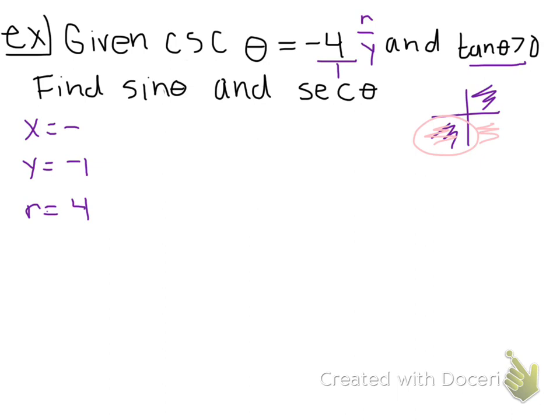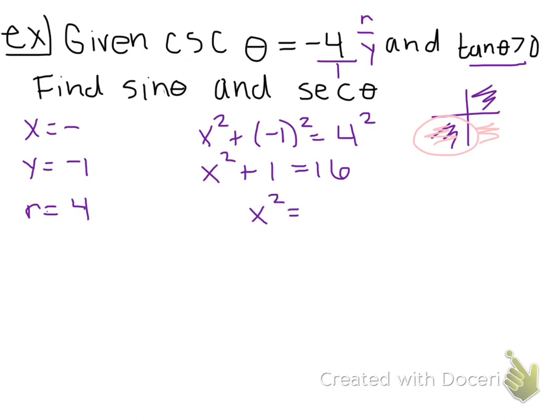Still need to find the x value though. So I have x squared plus -1 squared equals r squared. So I have x squared plus 1 equals 16. Subtract that over. We get 15 here. So my x value is the square root of 15. However, you determined it has to be negative. So notice this formula is never going to give it to you negative. You have to do that part on your own.